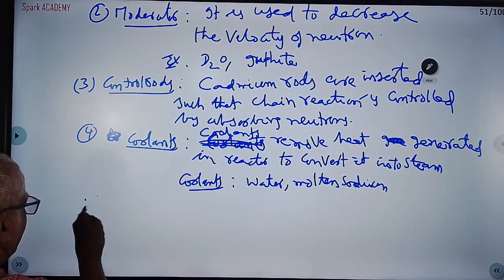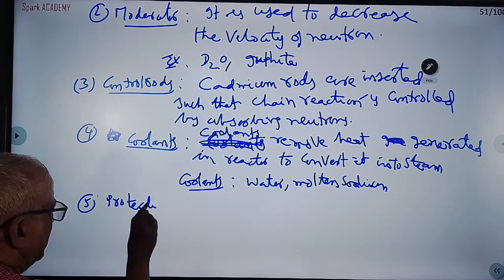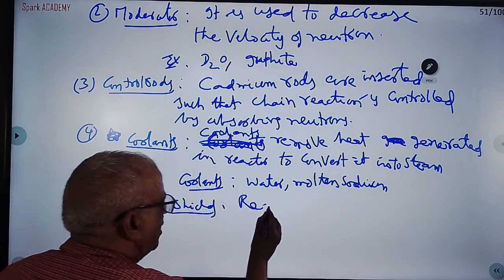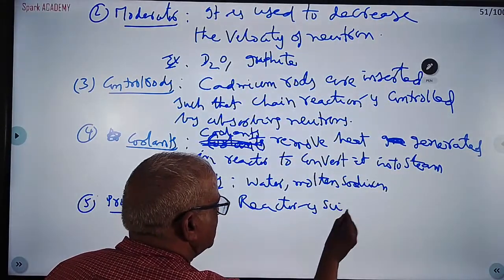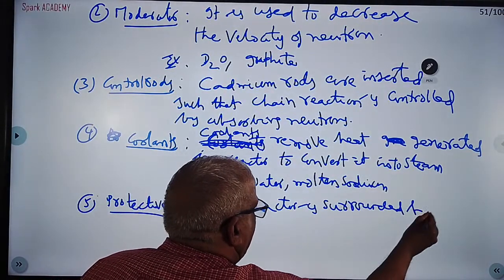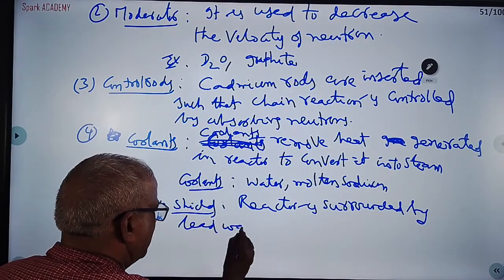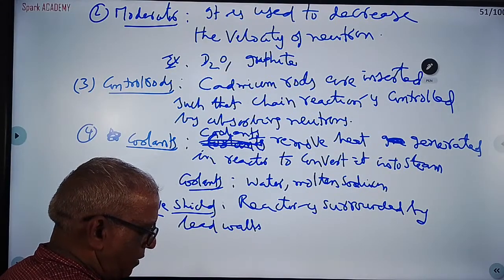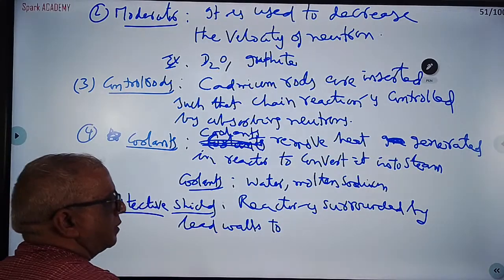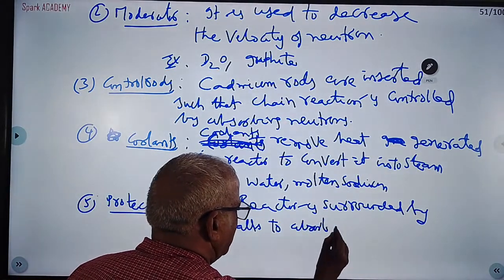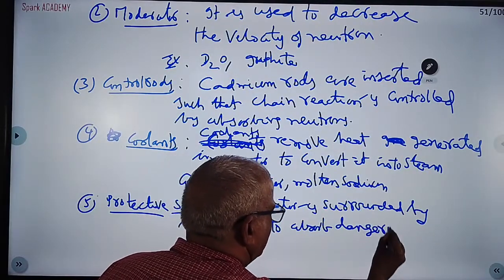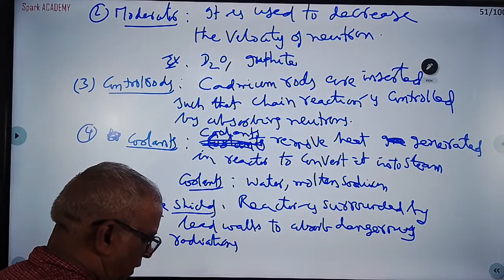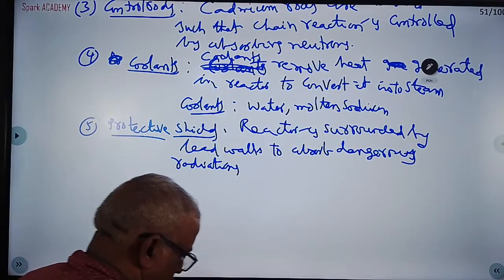Coolants. Lastly, protective shielding. The reactor is surrounded by lead walls to absorb dangerous radiations, dangerous radiations like krypton and all that. That is protective shielding.